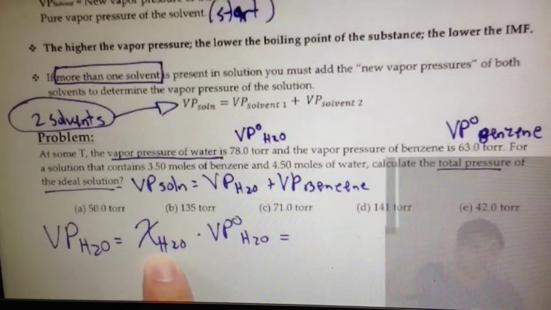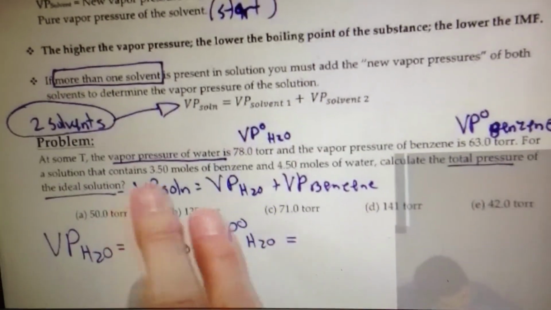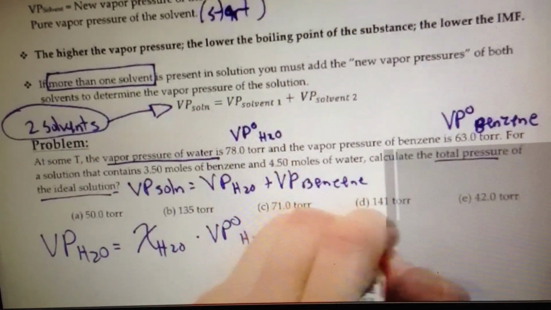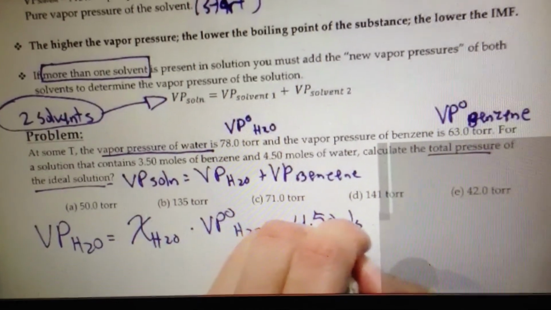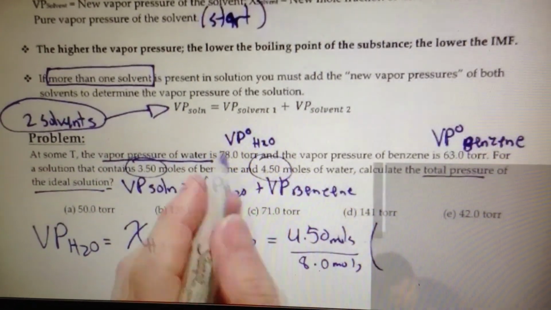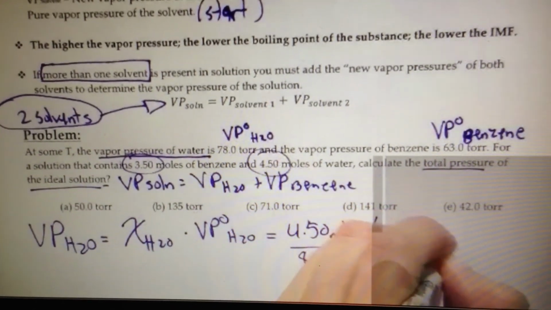Water divided by the total. So how many moles of water do I have? 4.50 moles divided by 8 moles. Right, because it's 3.5 and 4.5, so that's how you get 8. And then for water, it's 78 torr.